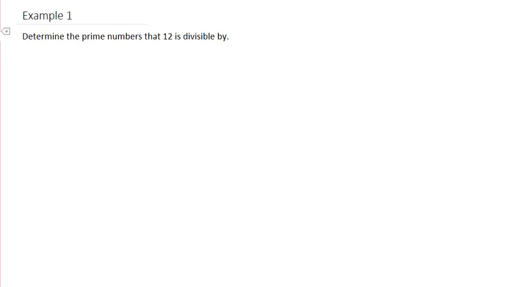Example 1. Determine the prime numbers that 12 is divisible by. So we have 12. First we're going to look at 2. Now, 12 is even, so it can be divided by 2. So 12 divided by 2 is equal to 6. So again, this checks out, as we can also say it's even. Now we have 3.